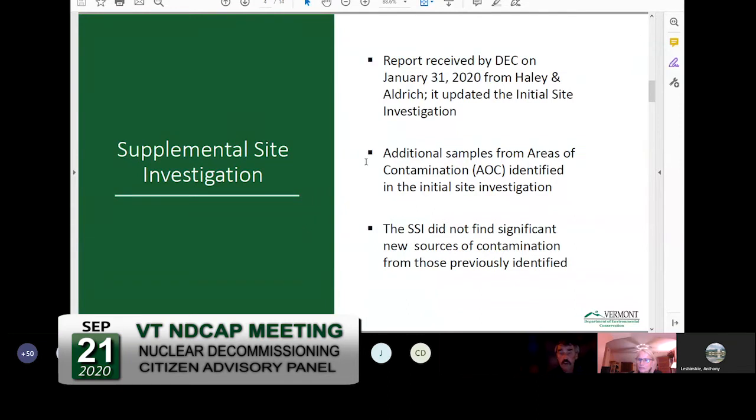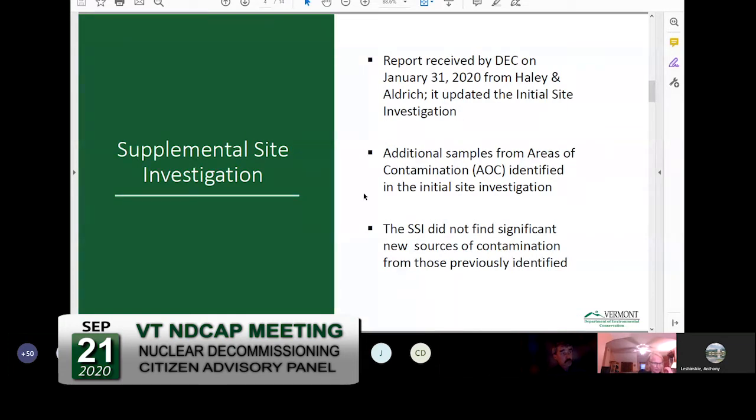NorthStar is required to follow the state investigation and remediation of contaminated properties procedure. It's a big property, but they're still following that procedure, and that started with environmental site assessments, then a site investigation, and then finally a supplemental site investigation, which did sampling to fill in any questions on the previous investigations. The first supplemental site investigation was received in January, and it updated the initial investigation.